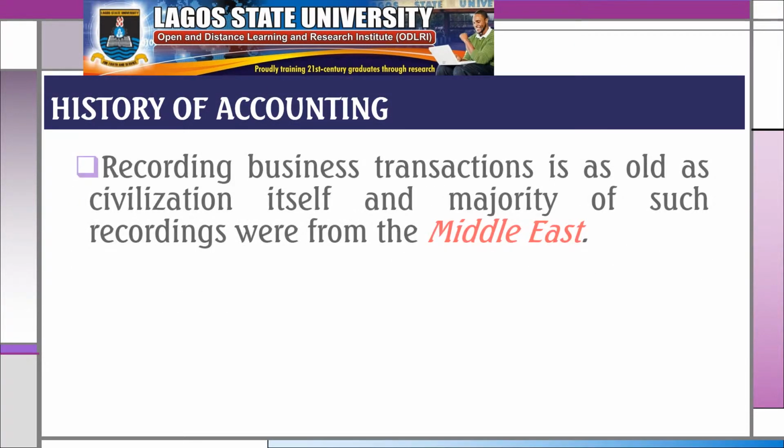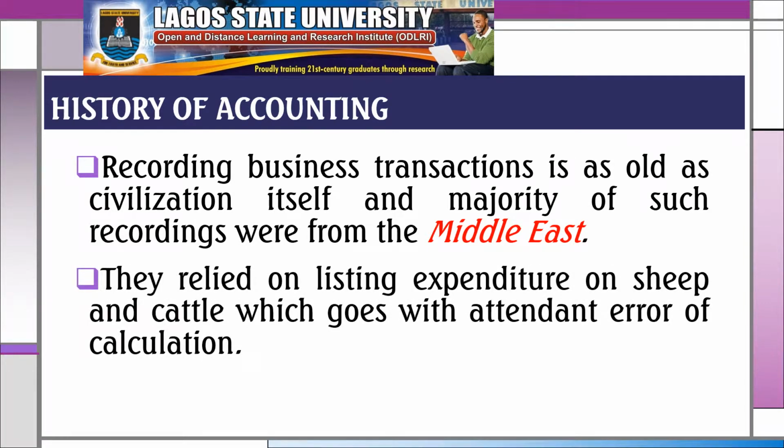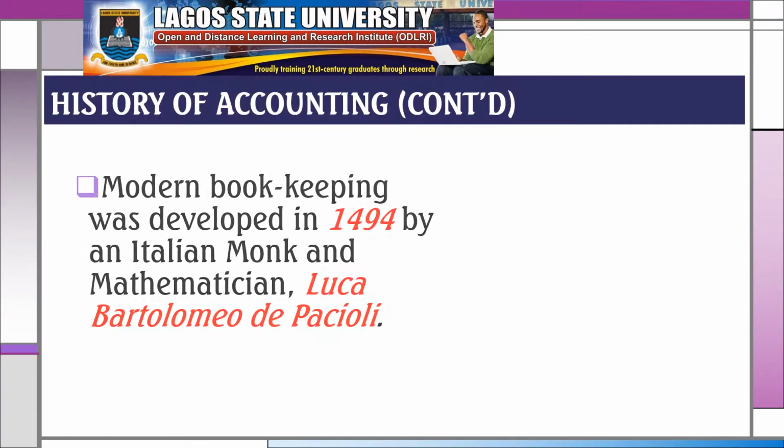History of accounting. Recording business transactions is as old as civilization itself, and the majority of such recordings were from the Middle East. They relied on leasing expenditure on sheep and cattle, which goes with attendant errors of calculation. Modern bookkeeping was developed in 1494 by an Italian monk and mathematician known as Luca Pacioli.